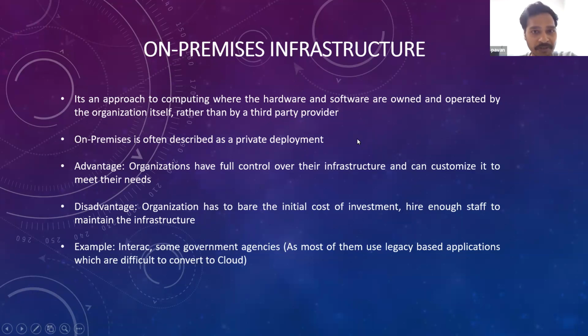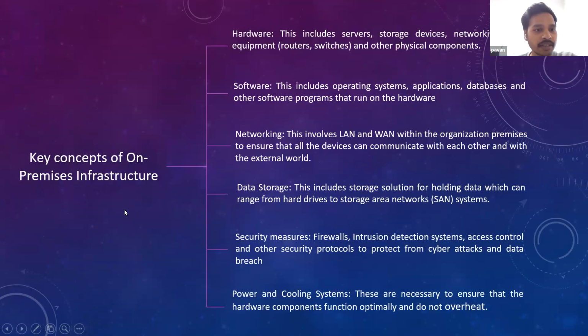Examples of some companies: mainly intelligence agencies follow the on-premises infrastructure as they deal with very private information of the public, and also some government agencies. One more reason is that most of their applications are legacy-based, so it is difficult for them to convert to cloud.